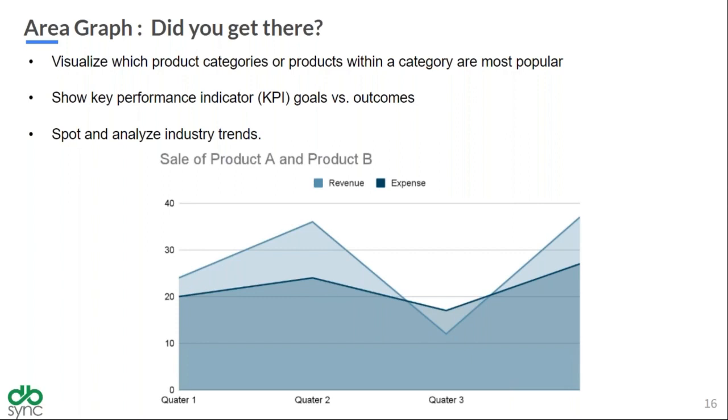So an area graph is an absolutely interesting way to visualize when you want to compare two variables over a particular period of time, right? These could be your key performance indicators versus outcomes, or it could also be to understand or analyze industry trends over two variables that you have chosen. Next, please.